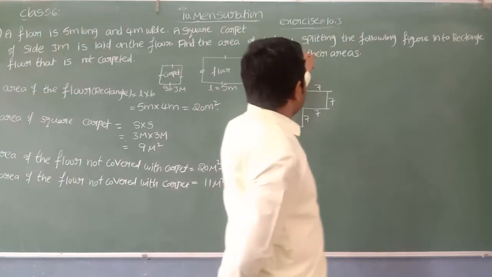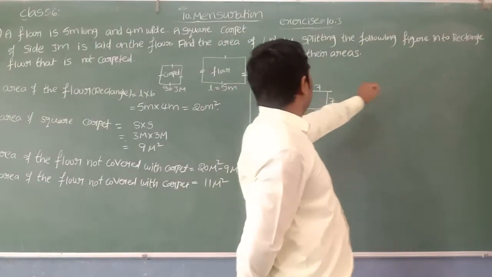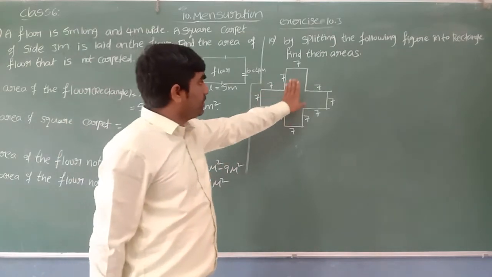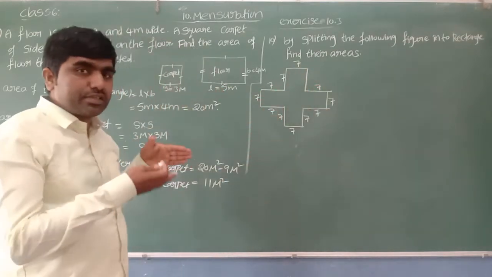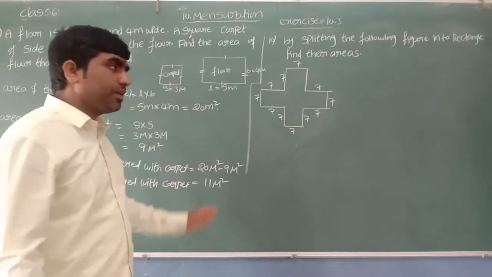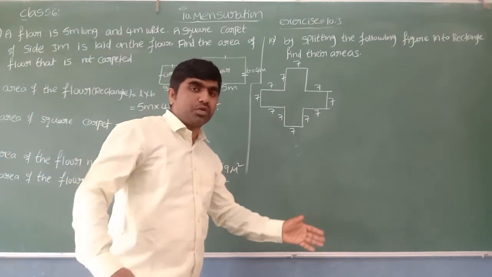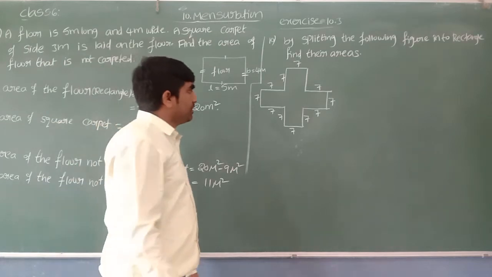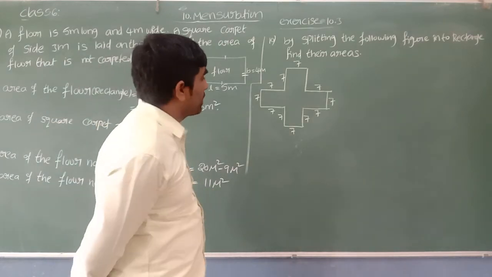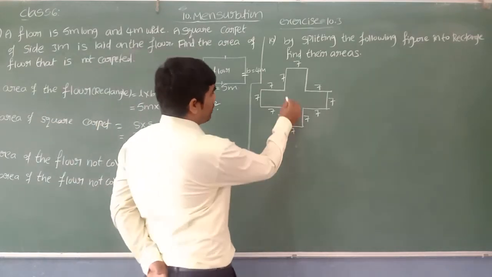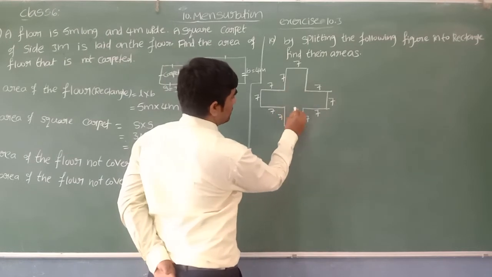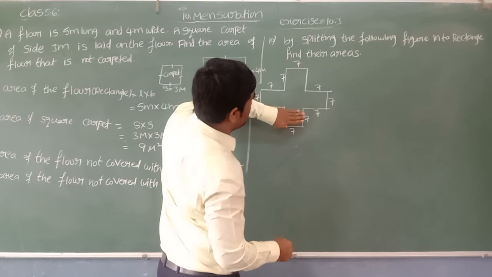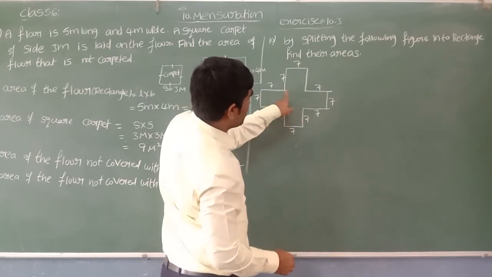By splitting the following figure into rectangles, find the area. See, directly we can't find the area of this figure. So they are asking to split the figure into rectangles, then find the area, because we already know the area of a rectangle formula, which is length into breadth. Now tell me, how can I make rectangles? One way is we can join this, so that here you can see one rectangle. Here the length is 7, here also 7.